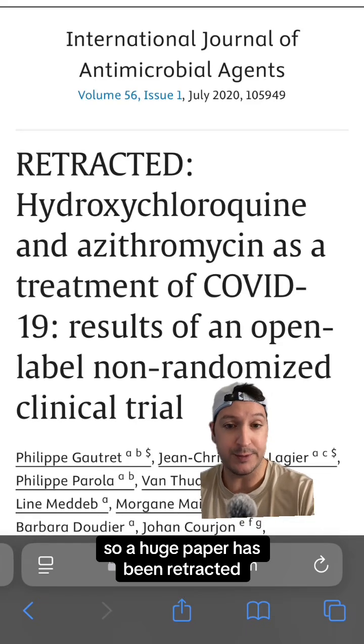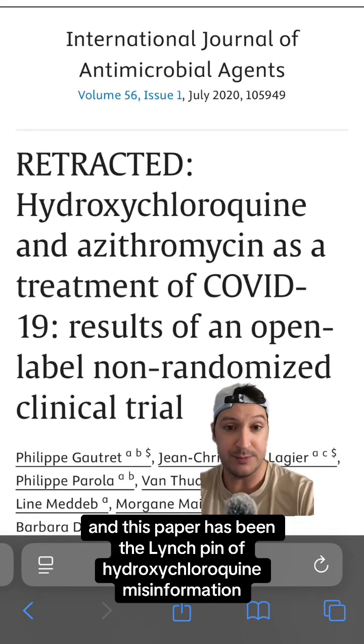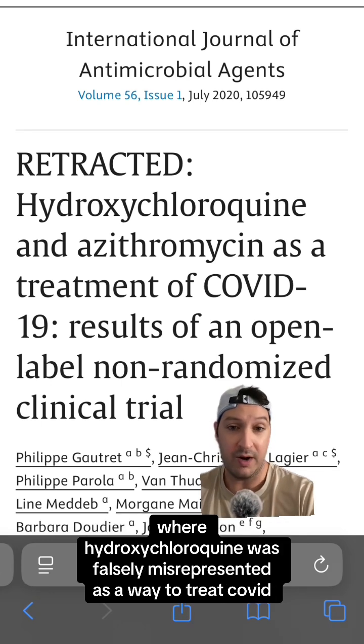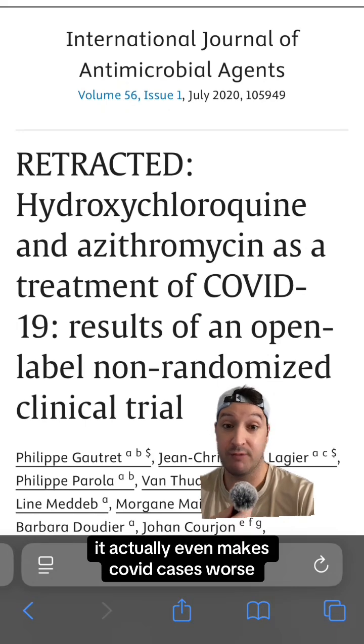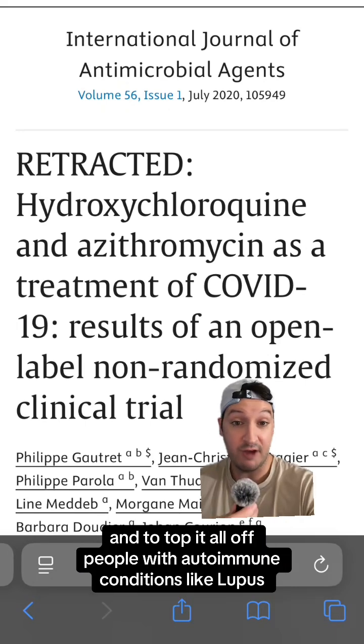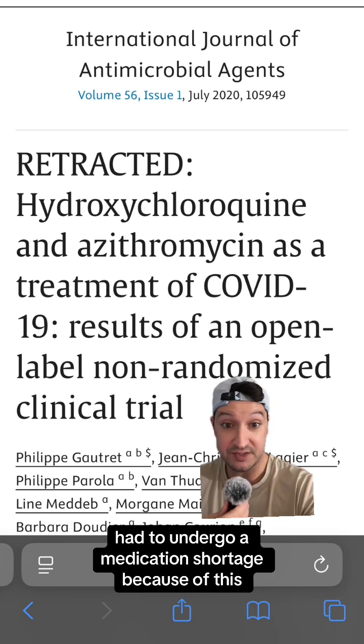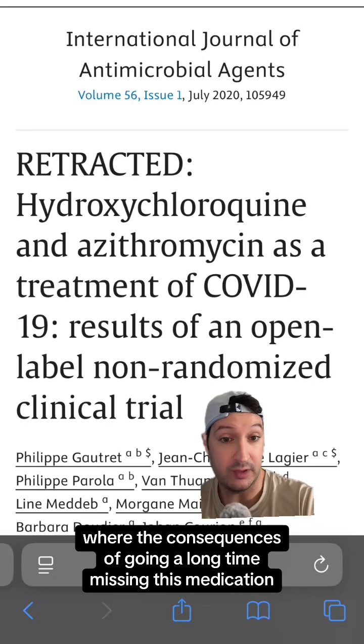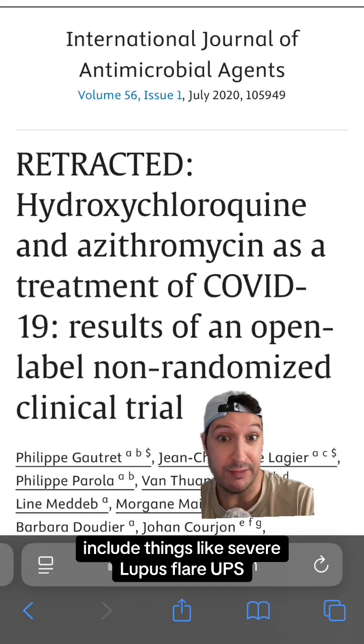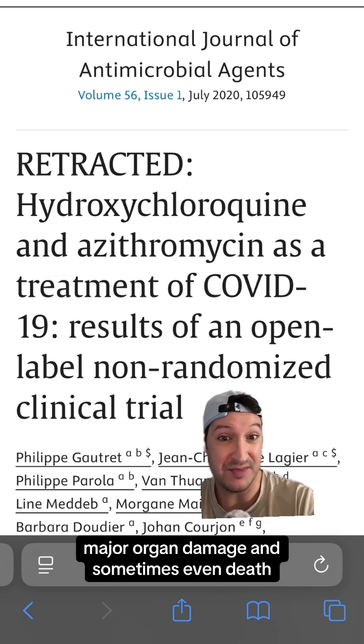So, a huge paper has been retracted, and this paper has been the linchpin of hydroxychloroquine misinformation, where hydroxychloroquine was falsely misrepresented as a way to treat COVID, which it doesn't. It actually even makes COVID cases worse. And to top it all off, people with autoimmune conditions like lupus had to undergo a medication shortage because of this, where the consequences of going a long time missing this medication include things like severe lupus flare-ups, major organ damage, and sometimes even death.